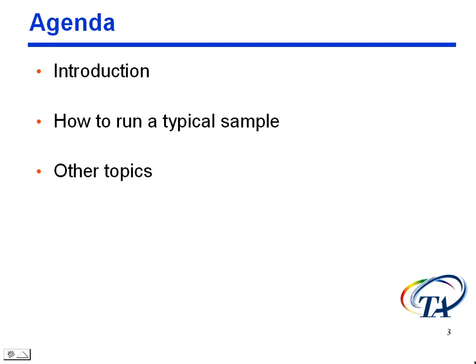This is the agenda. We're going to go through a basic introduction, just some basics on the SDT. Then we're going to talk about how to run a typical sample. So we're going to go through and, using the Terminal Wizard, set up the sample, set up the instrument, program it, run and collect the data, and analyze the data. And then we're going to go through some other topics like calibration, etc.